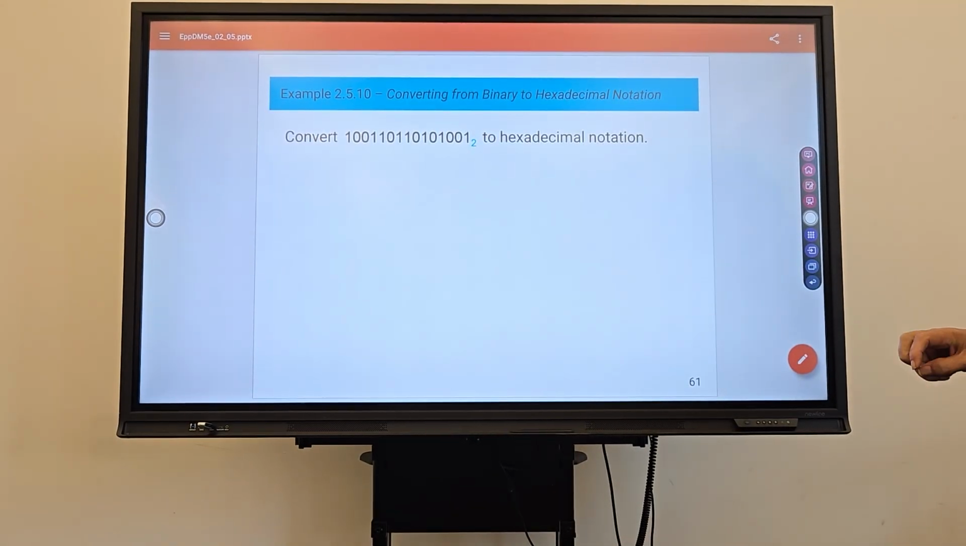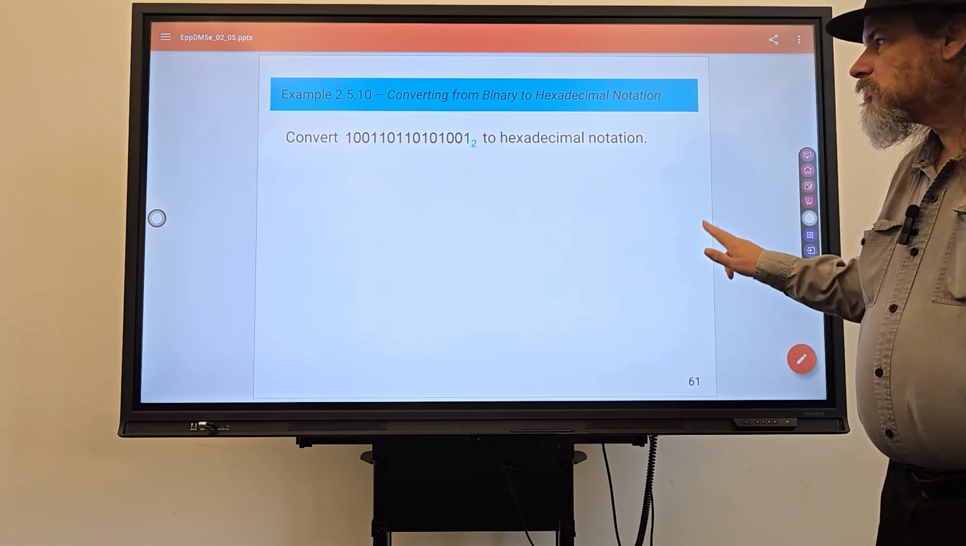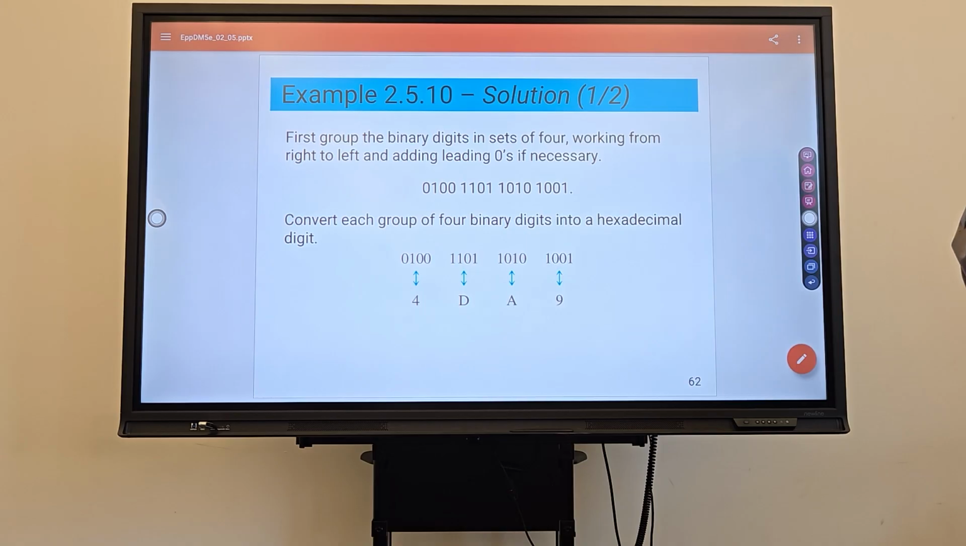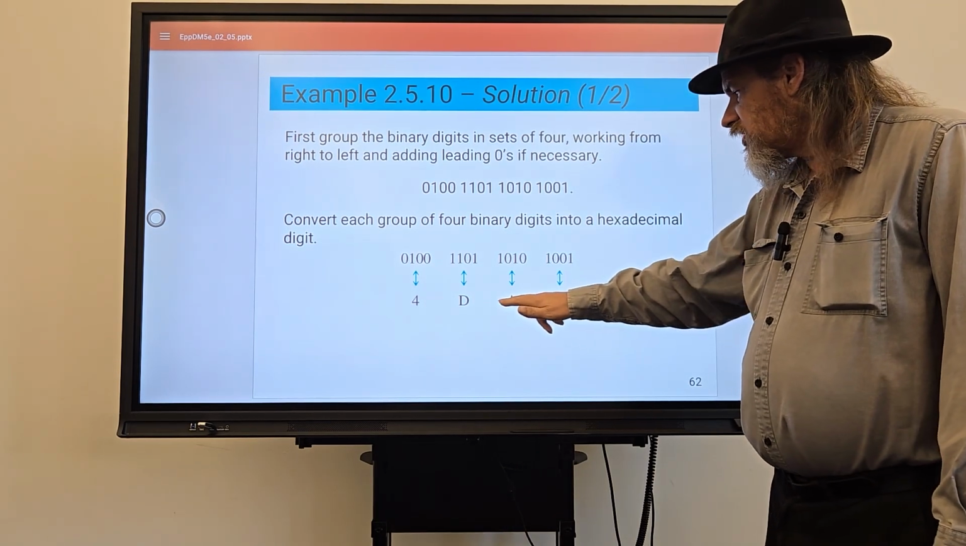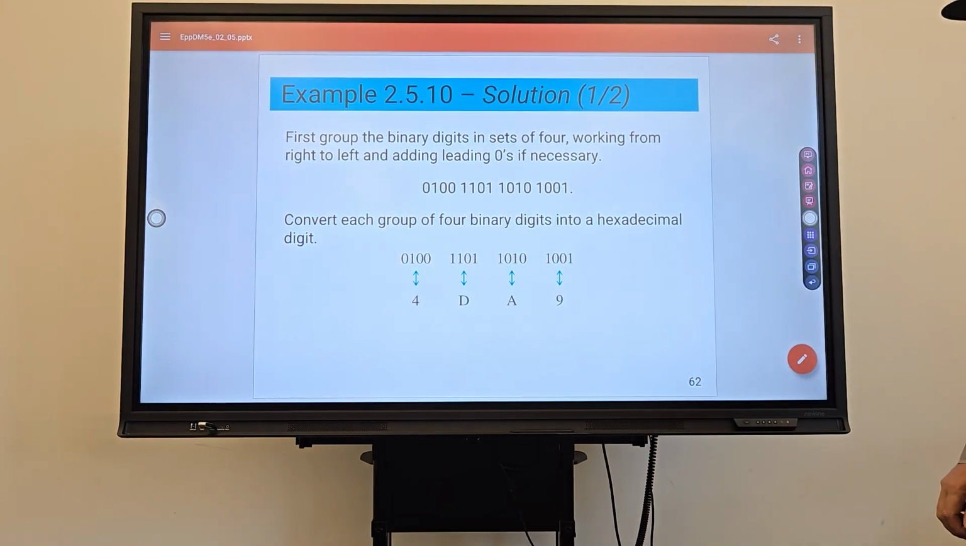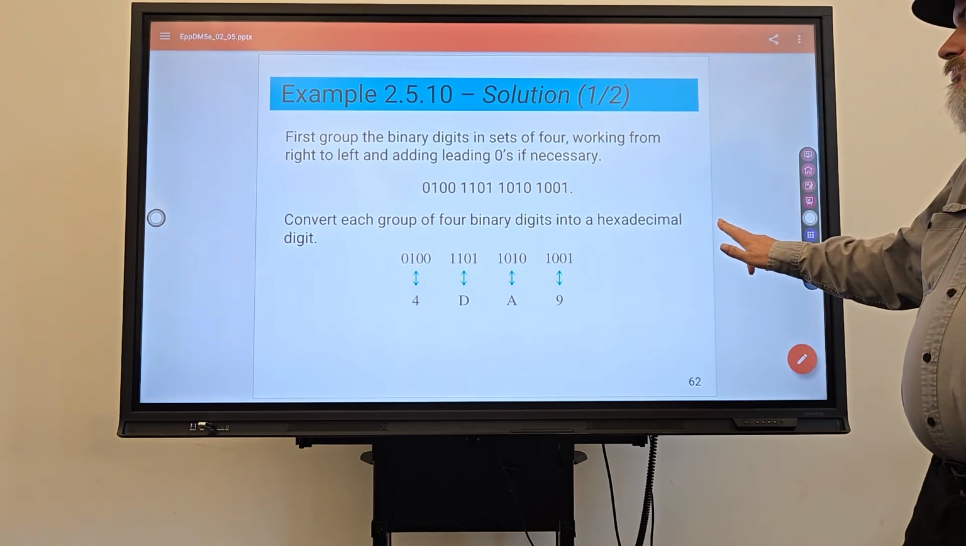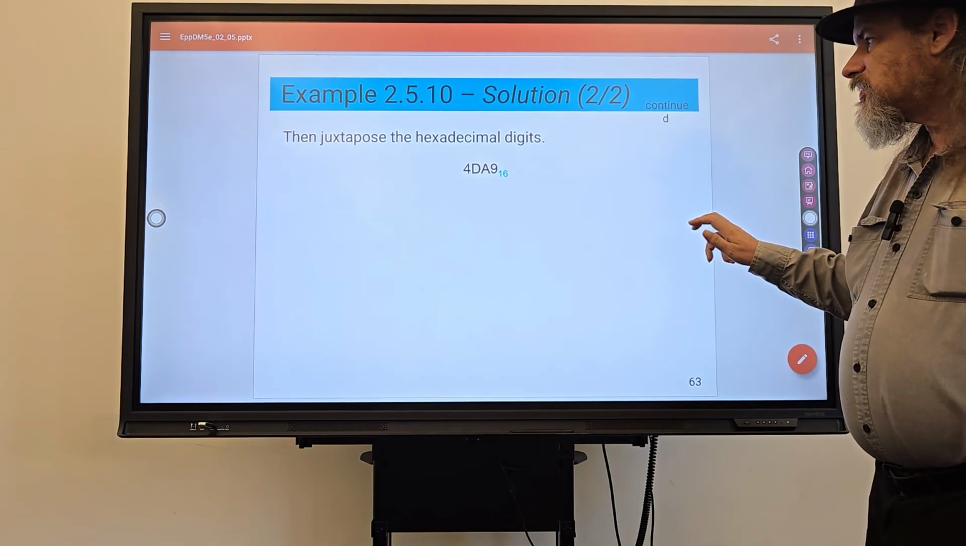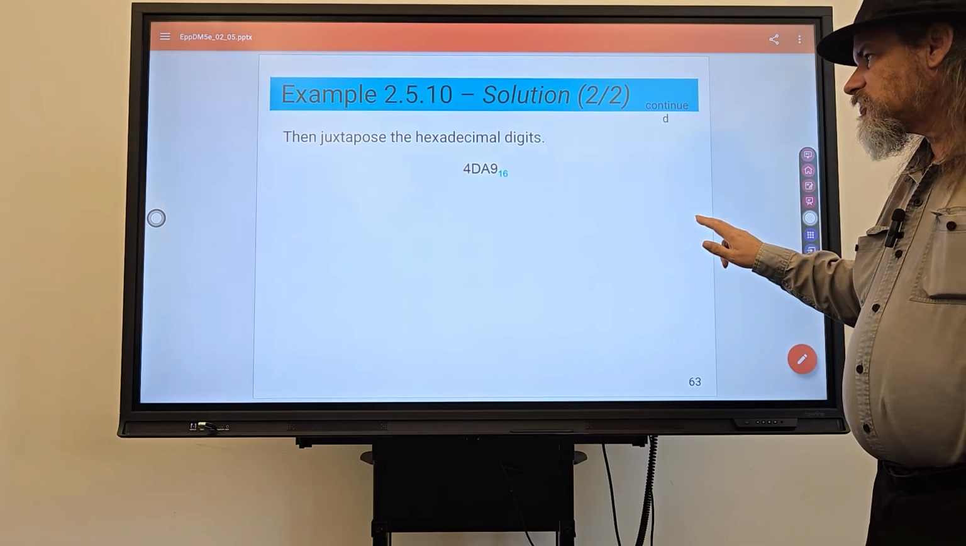So it's going to go through its example here. First group the binary digits in sets of 4, working from right to left, adding leading zeros if necessary. And then you convert each group of 4 binary digits into a hexadecimal digit. Then you concatenate the hexadecimal digits together.